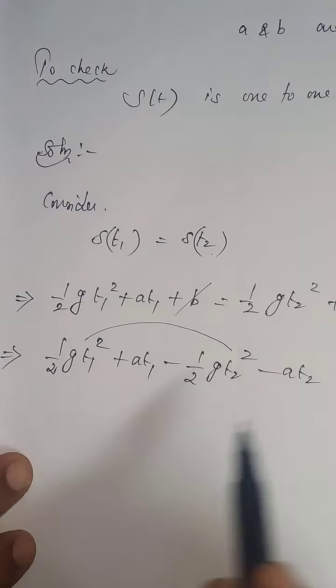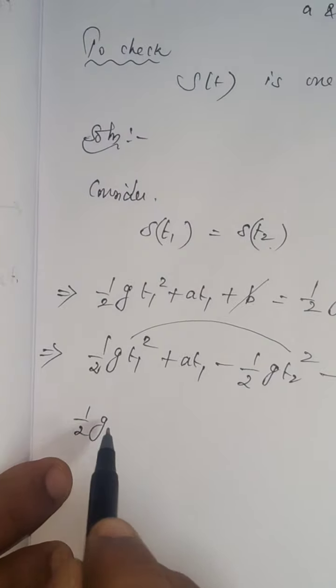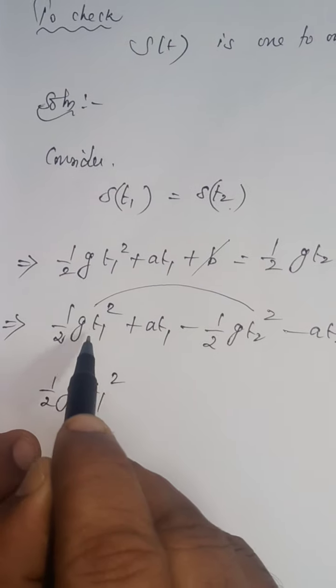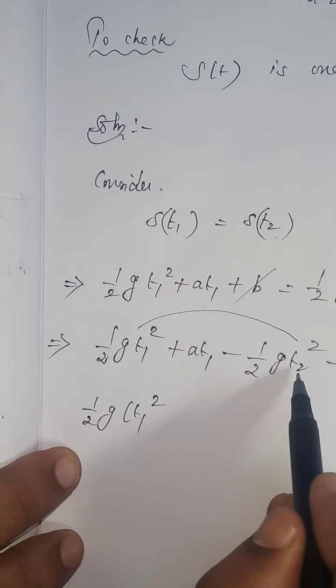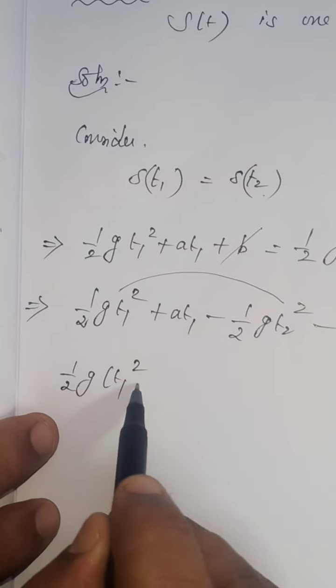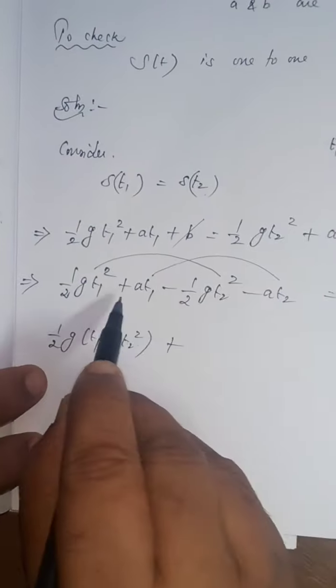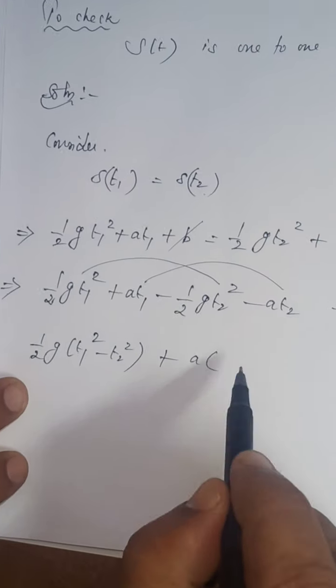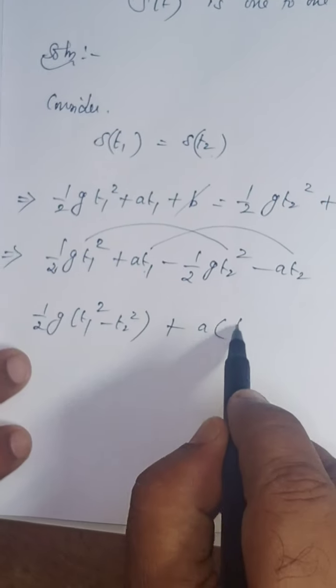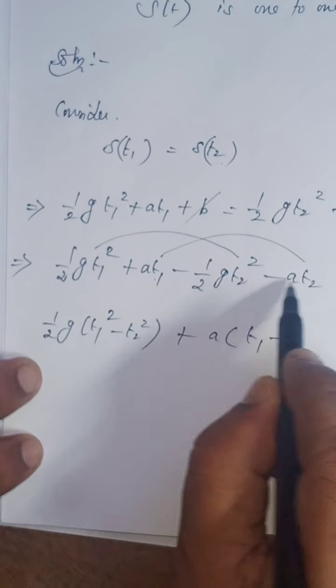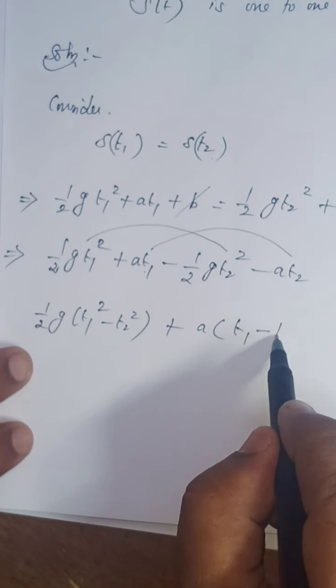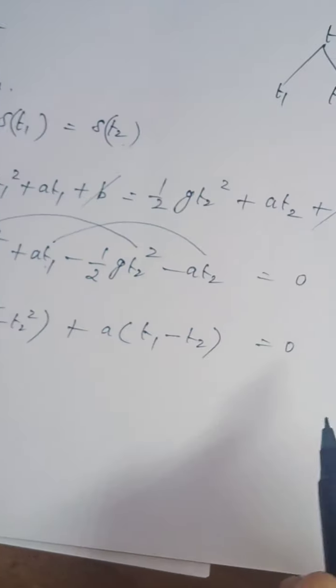Between these two, we can take half g as common. If you take half g as common, you'll be getting here, which one is left out? t1 squared there, t2 squared including minus, so minus t2 squared plus. Between these two, you can take a alone common. If you take a as common, you'll be getting t1 over here, minus t2, because already I have taken a common. So t1 minus t2, that is equal to 0.